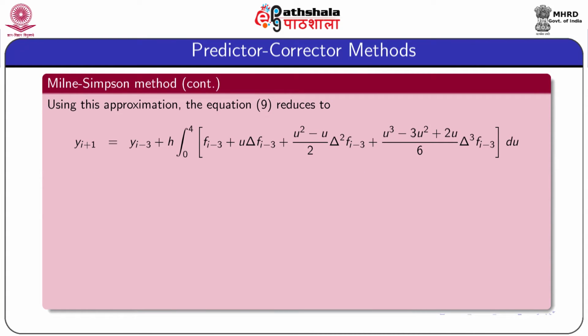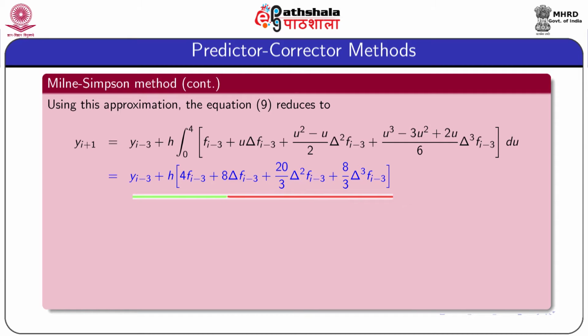Using this approximation, equation 9 reduces to this one: y_{i+1} = y_{i-3} + h times the integral from 0 to 4, and the term within the square bracket is replaced by Newton forward interpolating polynomial, and dx is replaced by h du, and the limits of x are changed to 0 to 4. After integration, y_{i+1} becomes this expression. After substituting the values of Δf_{i-3}, Δ²f_{i-3} and Δ³f_{i-3}, and after simplification, the value of y_{i+1} is given by this expression.